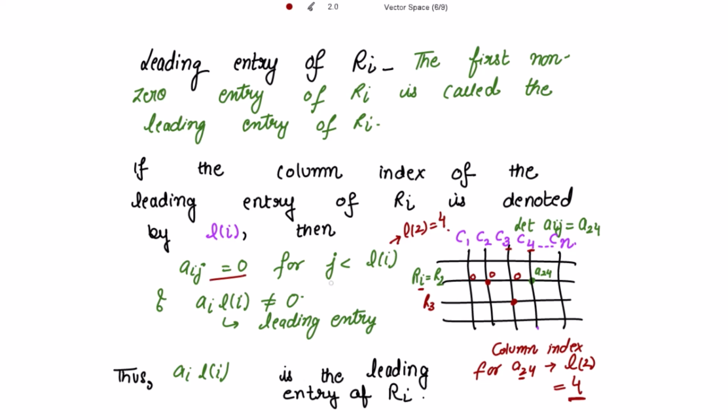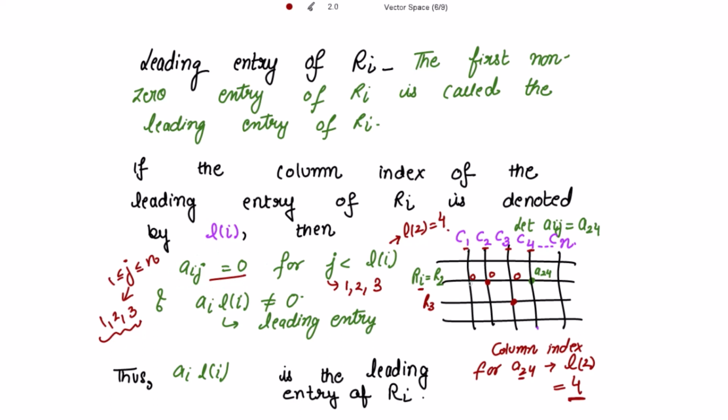Is it clear? Here j is 1, 2 and 3. That is first column, second column, third column. These are the j's, 1, 2, 3 up to n. The value of j is from 1 to n. Now for j strictly less than Li, that means for j strictly less than 4, j will take the value 1, 2, 3. These are the numbers which are strictly less than 4. So for these 3 columns, the entries should be 0.